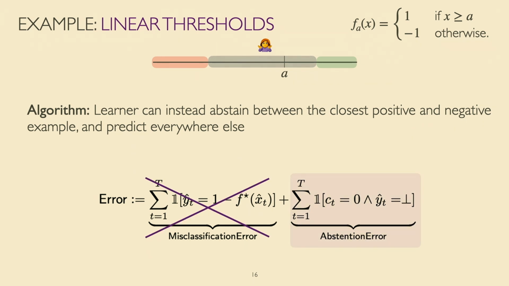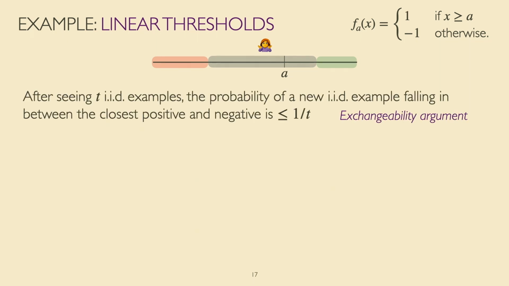There's a simple argument: if you've seen t IID examples so far, the probability that a new IID example falls in between any positive and negative has to be less than 1/t. This is just a simple exchangeability argument. You can imagine drawing these t+1 points ahead of time and then seeing which one falls, what is the probability that one point falls between two selected points.